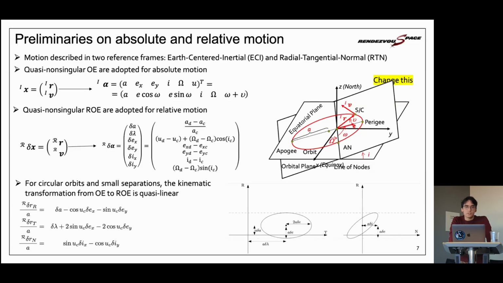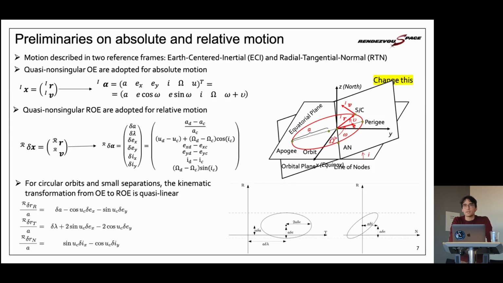The state representation we are going to use for both absolute and relative motions is based on orbital elements. For absolute motion, we use quasi-singular orbital elements, and we can easily convert the position and velocity of the spacecraft from the ECI frame to the orbital element set. For relative orbital motion, we use quasi-singular relative orbital elements, which are given by nonlinear combinations of quasi-singular orbital elements. There are 2 major advantages in using ROEs.